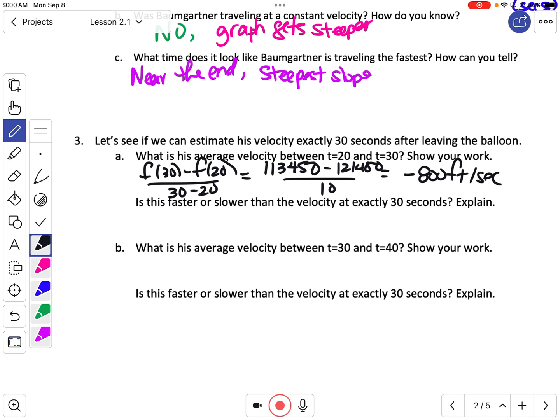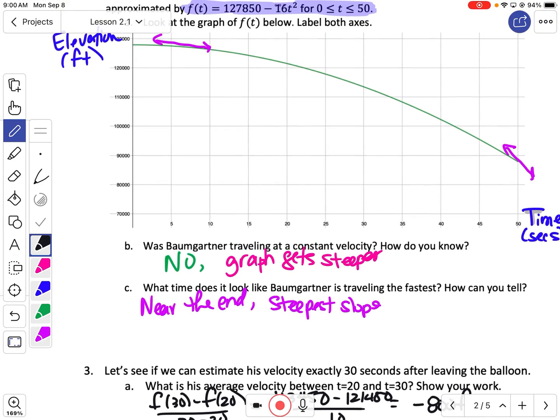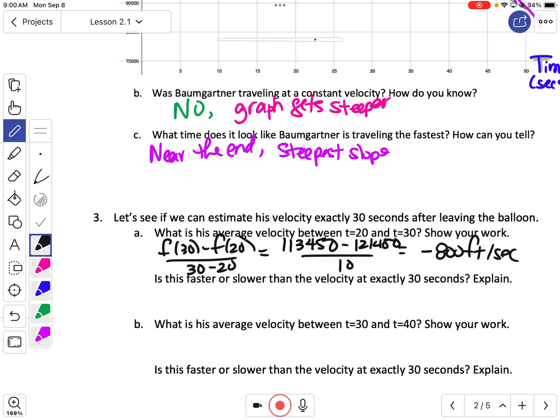Is that what you got for the first one? Okay. Do you think that's faster or slower than the velocity at exactly 30 seconds? Slower. Okay, you think it's slower? Why? Because at 20 seconds he was going slower than he was at 30. Yep. So the slope between 20 and 30 is flatter than the slope of the curve at t equals 30. So the slope is less.